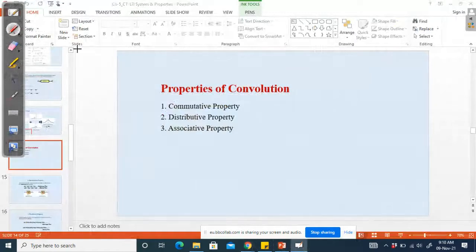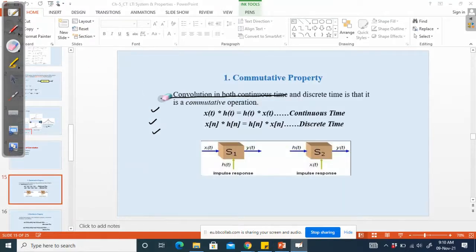So today we are going to talk about properties of convolution. Very easy topic. So there are three properties: commutative property, distributive property, and associative property. So what is commutative property?